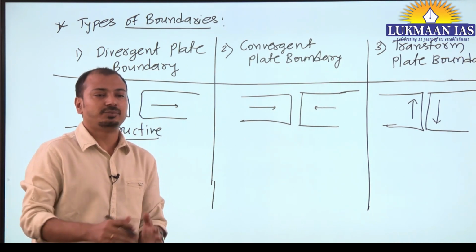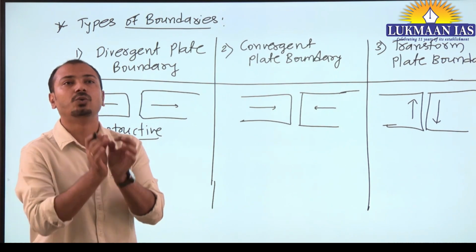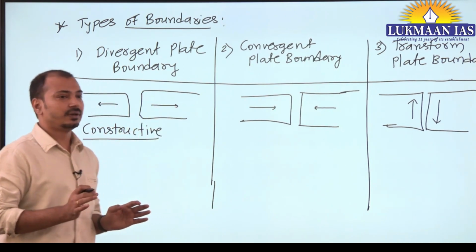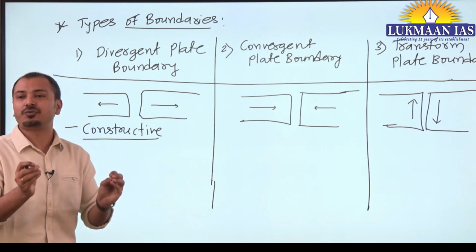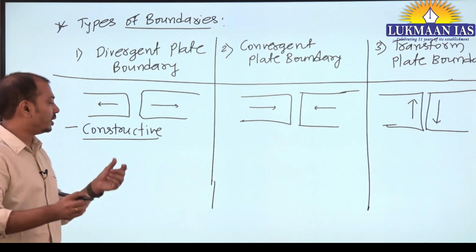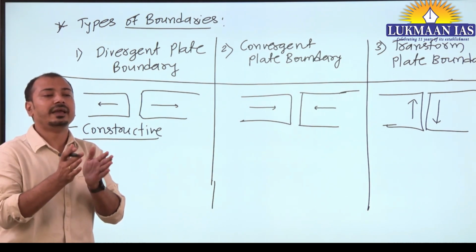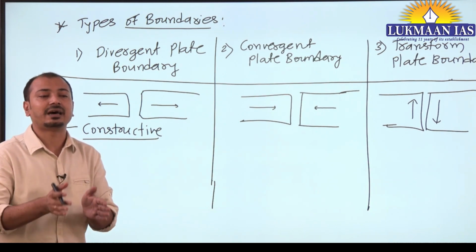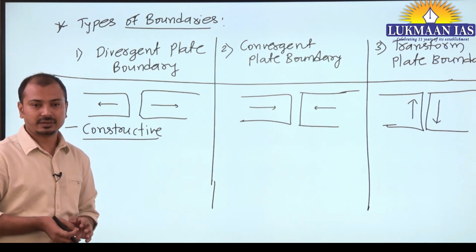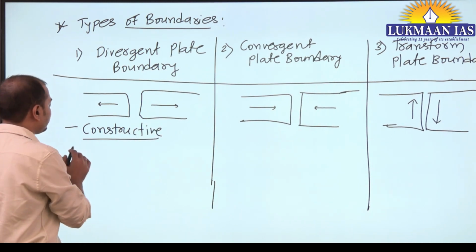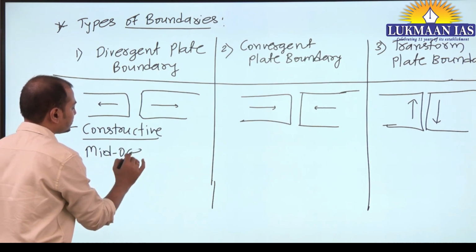Yes, so lava eruption, or simply we can say that there is continuous volcanic eruption and new crust is being formed. That's why the word constructive. So all these areas of mid-oceanic ridges are basically the divergent plate boundaries. I will write here mid-oceanic ridge.